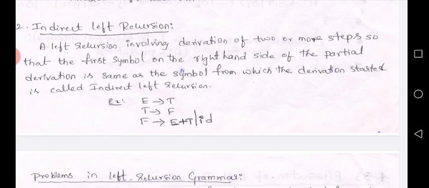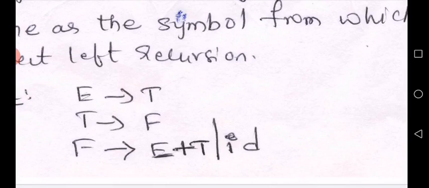Not in the third production, in the first production, sorry. The first production is E derives T, T derives F, and F derives E plus T or ID. Now, if I place T as F in the first production, what are you going to get? E derives F. Don't get confused: E derives T derives F derives E plus T or ID. Now we need to go for some derivation to bring this production into the format of an indirect left recursion.